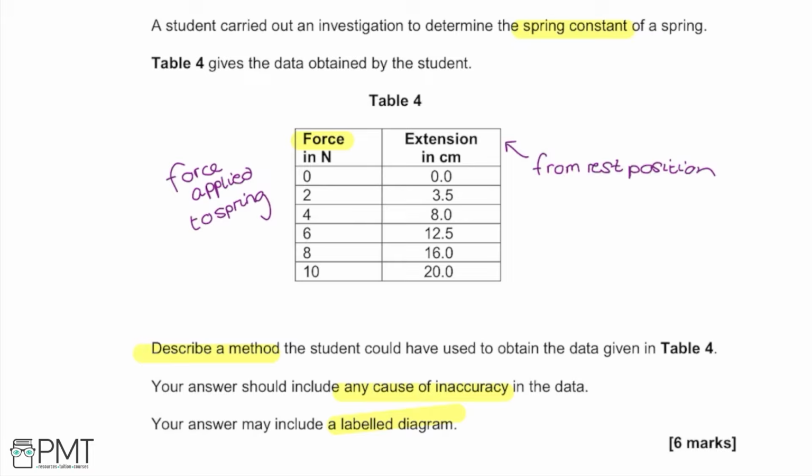So here we can effectively split our answer up into 2 main parts. I'm going to start by focusing on the method itself, and then go on to the accuracy and inaccuracy elements at the end of my answer.